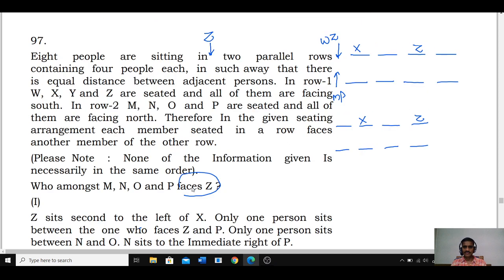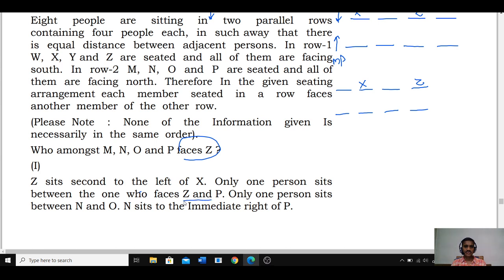Z sits second to the left of X. Now W, X and all of them are facing south. X is here, Z will be here. There is only one person between Z and P. There should be one person between them, or there is no chance. And the given condition is invalid.